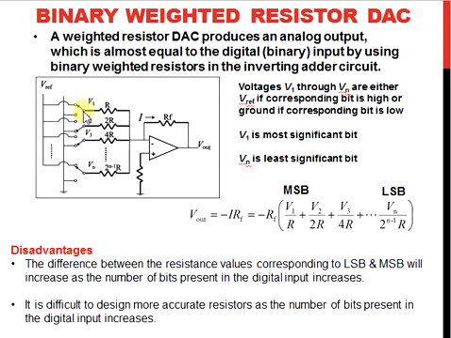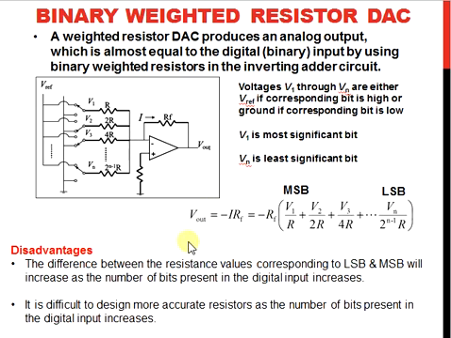Whenever this data bit is high, we directly connect it to V reference, that is the reference voltage. Whenever the value is 0, we connect it to the ground. So each of these data bits will be connected either to the reference voltage or to the ground, depending on whether the input value is high or low.